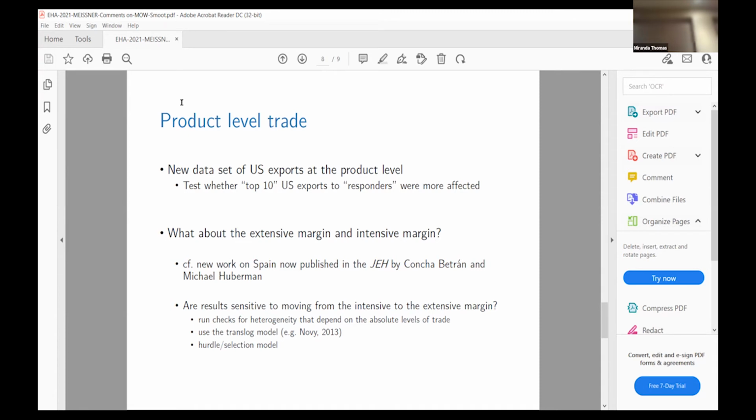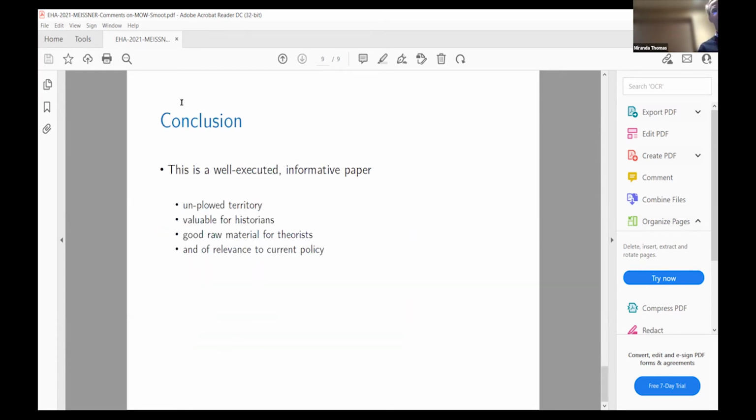You can check for heterogeneity by the different levels of trade. You could run a translog model, which allows for the elasticity to be non-constant. And you could just try outright a hurdle or a selection model. I don't know what the best way to go is, but I think it's another paper even, and somebody needs to work on that.